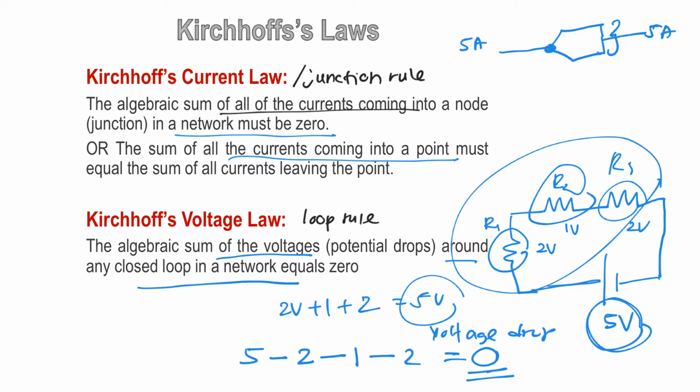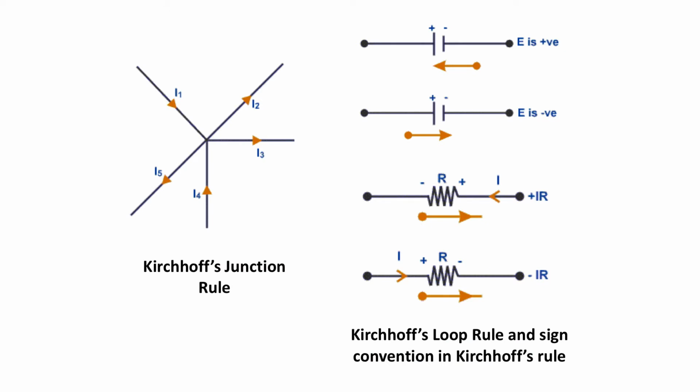So inside one closed loop, the voltage drops will be equivalent to the voltage given by the battery or power supply, so the net is 0 inside the closed loop. This is what I mean by the Kirchhoff junction rule, or another name, Kirchhoff's current law.